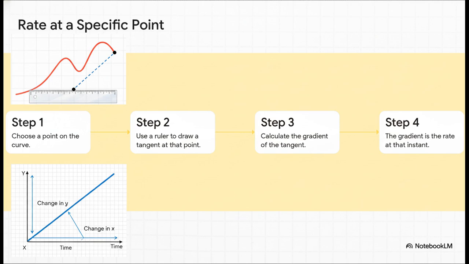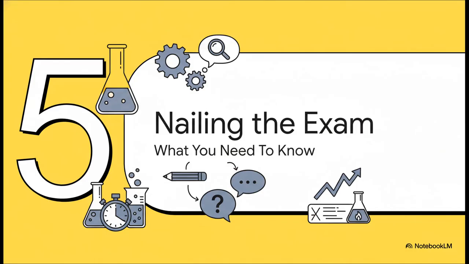Okay, ready to level up? This is a higher tier skill, so listen closely. What if you want to find the rate at one specific moment in time, not the average? Well, you pick a point on your curve, then you take a ruler and carefully draw a straight line that just kisses the curve at that one point. That line is called a tangent. All you have to do then is work out the gradient of your tangent. Remember, change in y divided by change in x. And whatever that number is, that's your reaction rate at that exact instant. Pretty neat, huh?